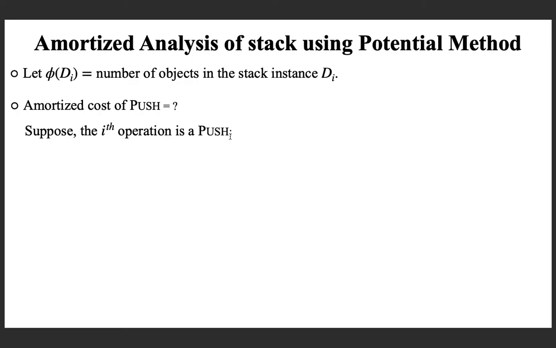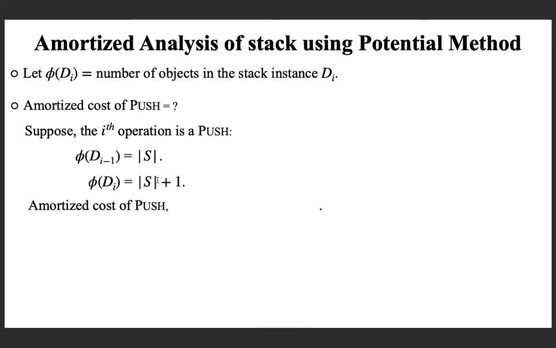Suppose the ith operation is a push, and assume that the potential of the previous element is defined as the number of elements. This is the length of the stack, or the number of elements present in the stack before performing the ith operation, which is assumed to be a push. So this is the potential before you perform a push, that is the number of elements in the stack in the previous instance. Now you know that when you push, you will get one more element, and hence in the resulting instance the potential is one more than the potential of the previous instance.